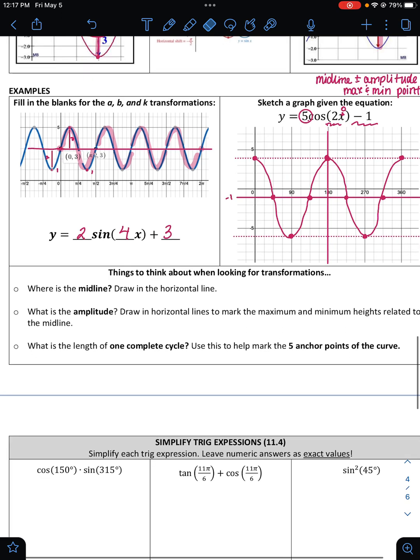Okay, so now lastly, just things to think about when you're going ahead and trying problems like this in the independent practice. Things to think about when looking at transformations. Where is the midline? If it helps, draw a horizontal line there. I think that really helps. What is the amplitude? Draw horizontal lines at those y values, like I just did in the example. And then think of what is the length of one complete cycle. Use that to help you get those 5 anchor points. And doing that, you can successfully, hopefully, graph a sine or cosine wave without using Desmos.